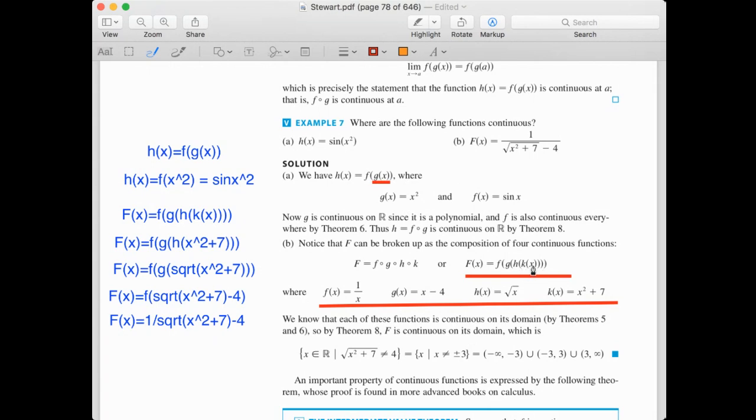K takes x as the input. H takes the k function as the input. G takes the H function as input. F takes the G function as input. All right. So this is the idea of composition of functions.